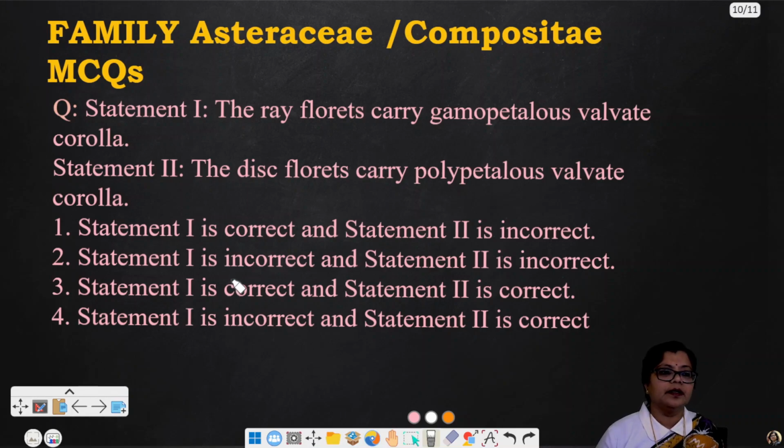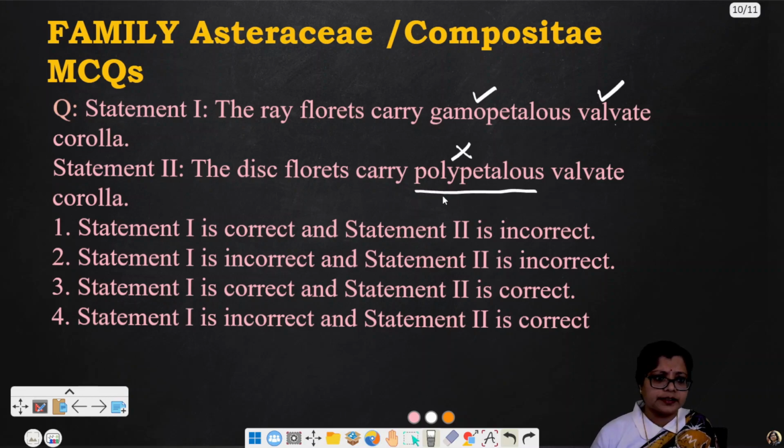Now the next question. The ray florets carry gamopetalous valvate corolla. Ray florets means the outer ones. They are gamopetalous, of course. They are ligulate, but they are gamopetalous. They are ligulate, but they show the valvate aestivation. So statement 1 is correct. Statement 2: disc florets carry polypetalous? No, that is not polypetalous. Valvate, of course, but they are gamopetalous. So statement 2 is wrong. Statement 1 is correct and statement 2 is incorrect. So the answer 1 is the correct option.